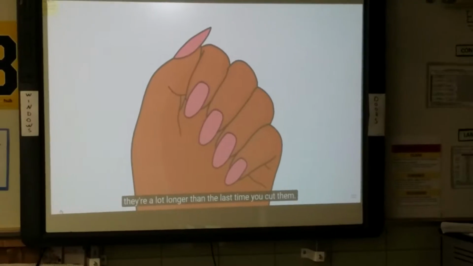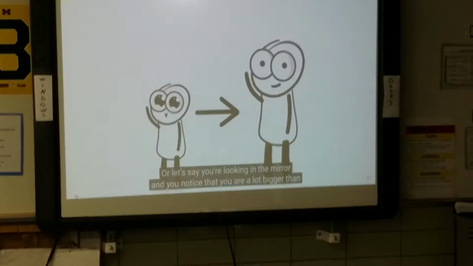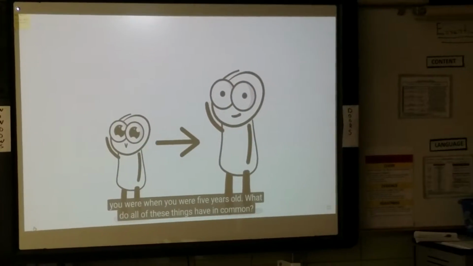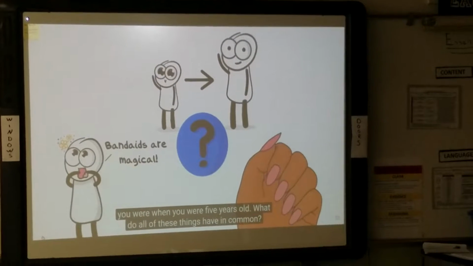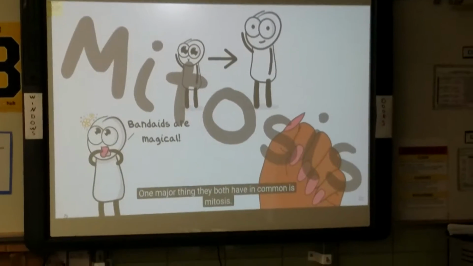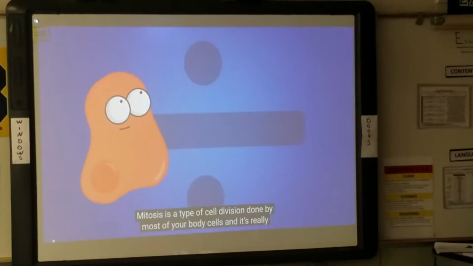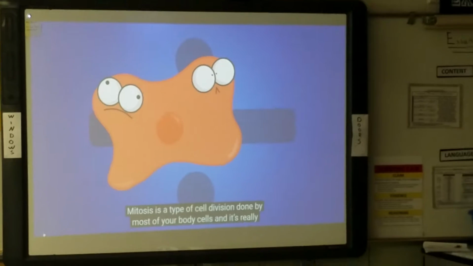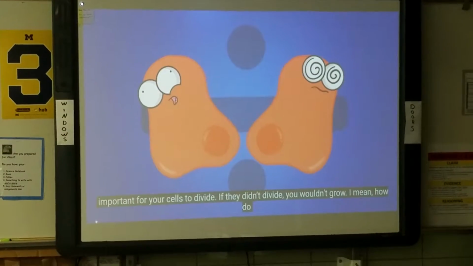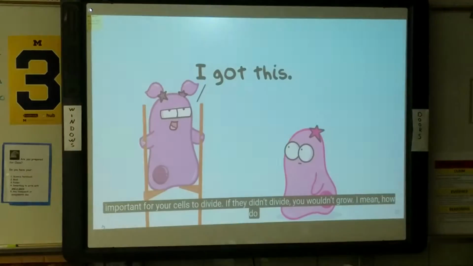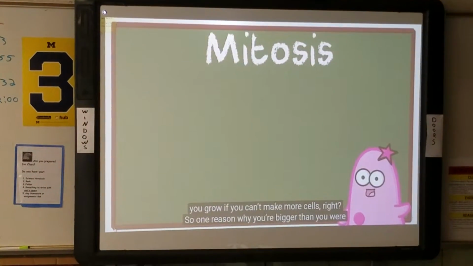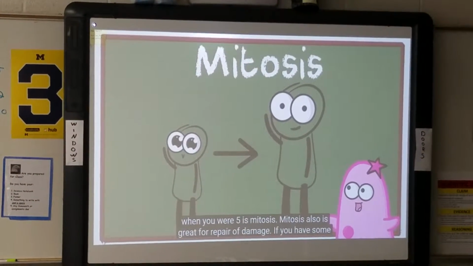A lot longer since the last time you cut them. Or let's say you're looking in the mirror and you notice that you are a lot bigger than you were when you were 5 years old. What do all of these things have in common? One major thing they have in common is mitosis. Mitosis is a type of cell division done by most of your body cells, and it's really important for cells to divide. If they didn't divide, you wouldn't grow. I mean, how do you grow if you can't make more cells, right? So one reason why you're bigger than you were when you were 5 is mitosis.